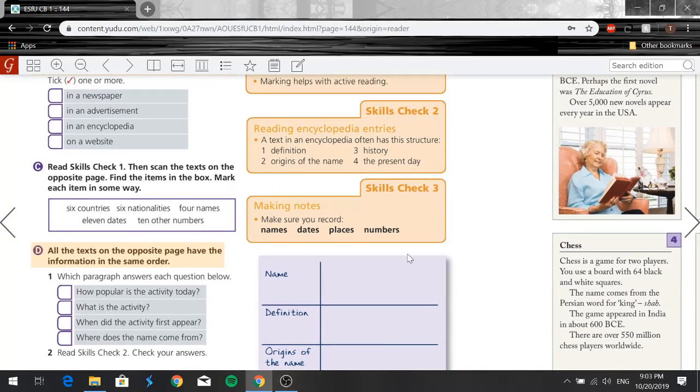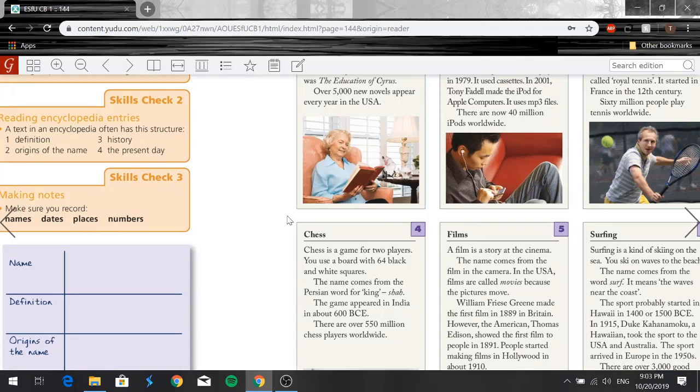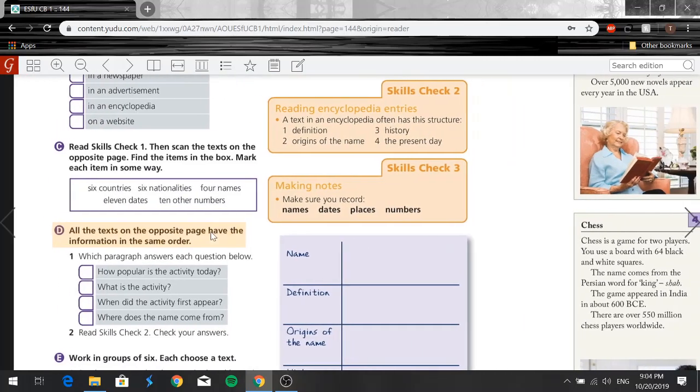11 dates. So we'll say 600 BCE, 500 BCE, 1979, 2001, 1873, and the 12th century. All of these are examples of dates. Let's add more, actually. Since he wants 11, we'll say 1400, 1500, 1915, 1950s, 1899, 1891, 1910, 1970, and we already did that. So all of these are basically examples of dates. What else do we have?